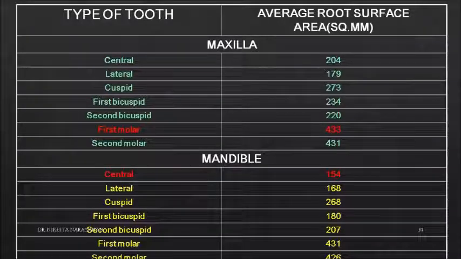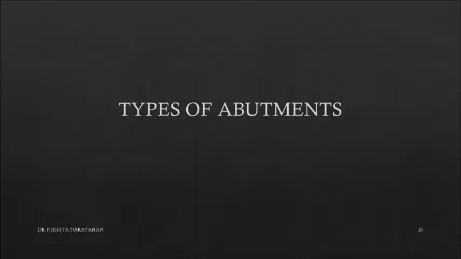In the mandible, for the central incisor, it is 154 square millimeter. Lateral incisor, it is 168. Canine, 268. First premolar, 180. Second premolar, 207. First molar, 431. Second molar, 426. So for the maxillary second molar and mandibular first molar, the root surface area is the same. It is 431. Now we'll discuss different types of abutments.